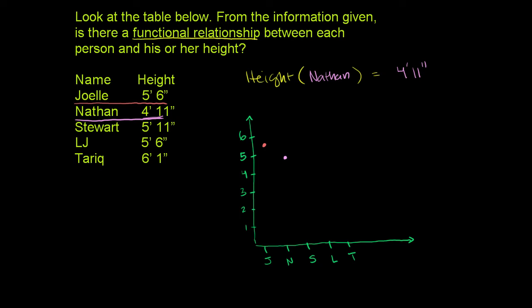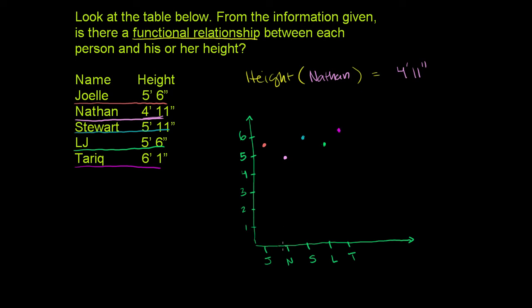Then you have Stuart. Stuart's height is 5'11". He is pretty close to 6 feet. Let me make it a little lower, 5'11". Then you have LJ. LJ's height is 5'6". So you have two people with a height of 5'6", but that's OK as long as for each person you only have one height. And then finally, Tariq is 6'1". He's the tallest guy here. Tariq is right up here at 6'1".